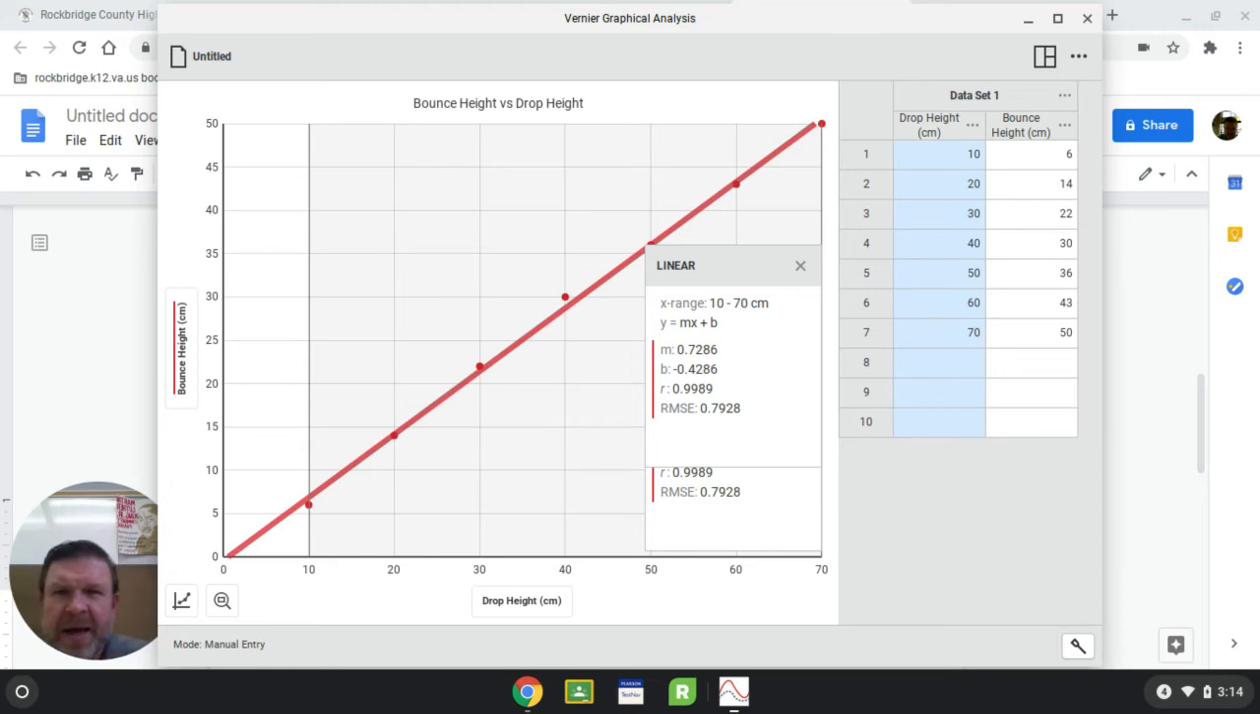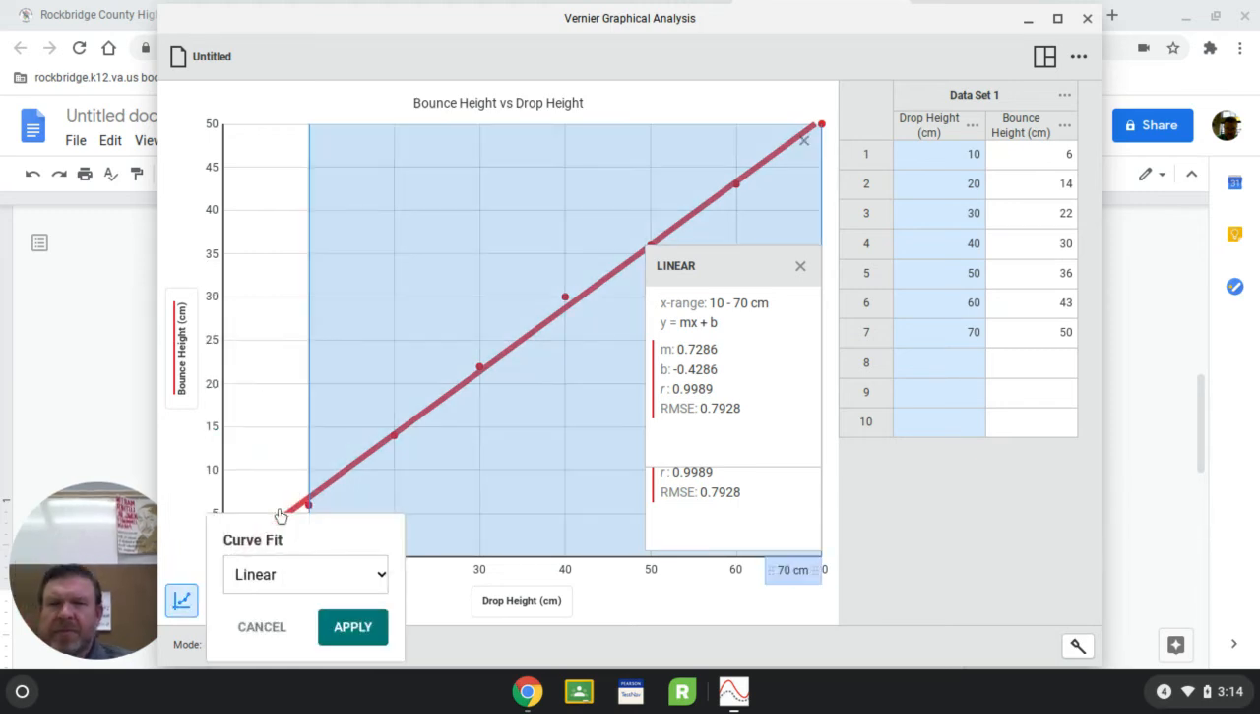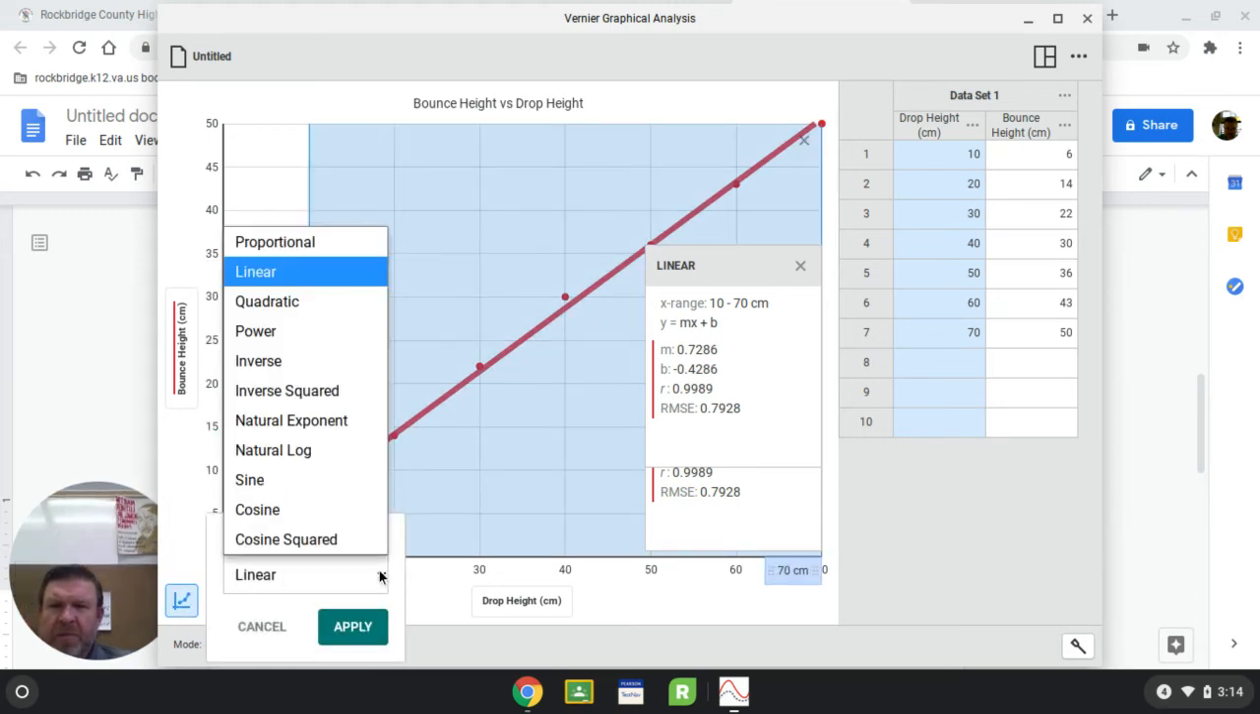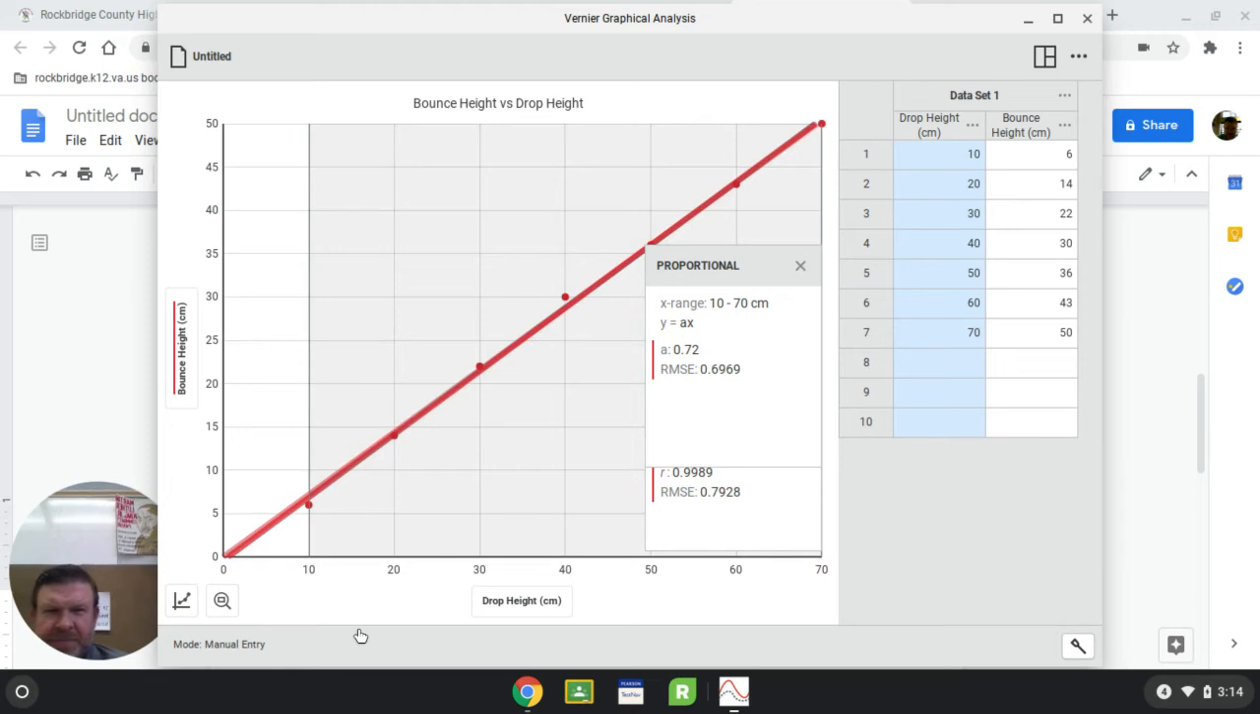How high does it bounce when you don't drop it? It doesn't. So that makes sense. So in this case, we should actually do a proportional fit, which is the very first option. And then apply that.